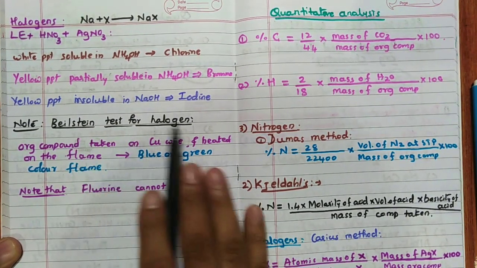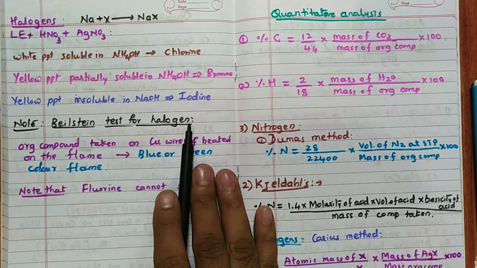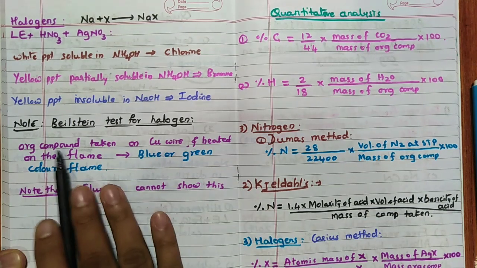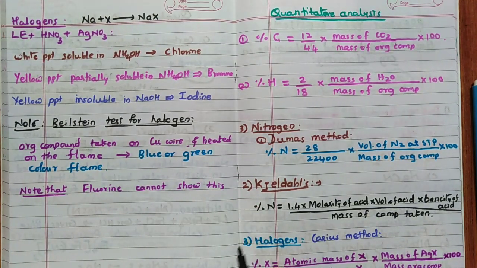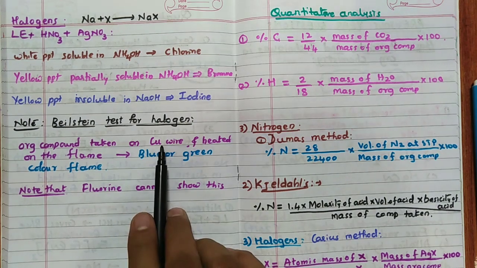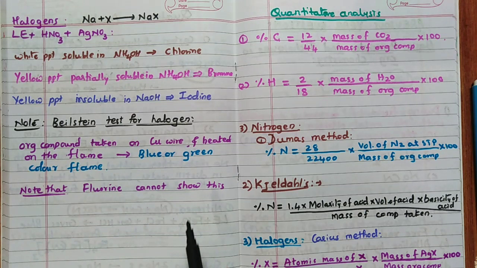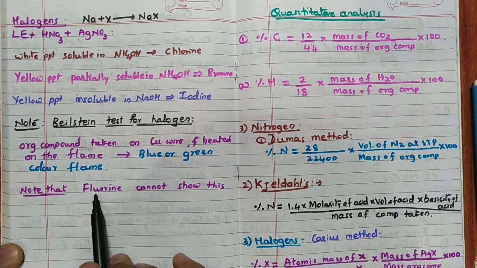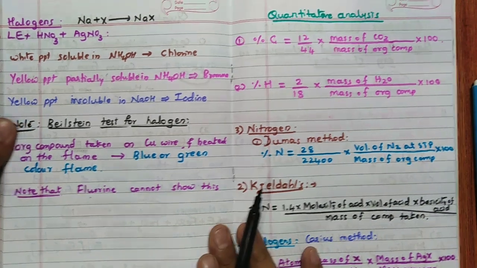Note that the Beilstein test for halogen is also possible, but it is not that reliable. You cannot believe this test easily. The organic compound is taken on a copper wire, just like the platinum wire you have used in the laboratory. The compound is heated in the flame, and a blue or green color indicates the presence of halogen. Note that fluorine cannot show this particular test. Remember that.